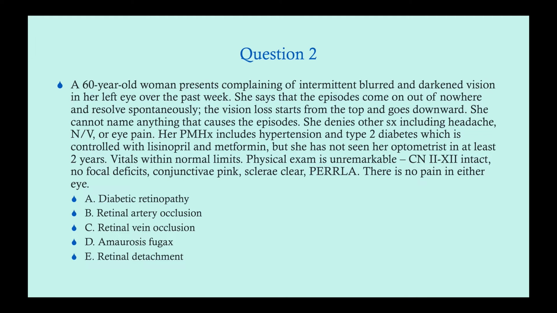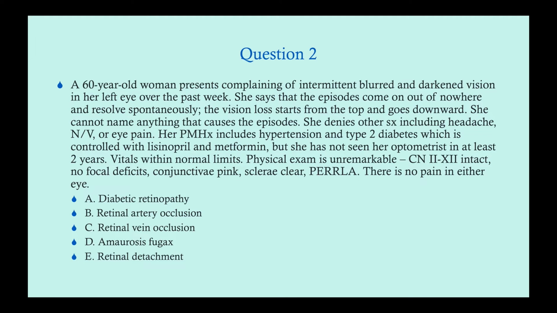Her past medical history includes hypertension and type 2 diabetes, which is controlled with lisinopril and metformin, but she has not seen her optometrist in at least 2 years. Vitals are within normal limits. Physical exam is unremarkable. Cranial nerves 2 through 12 are intact. No focal deficits. Conjunctiva pink. Sclera clear. Pupils are equally reactive and responsive to light and accommodation. There is no pain in either eye.